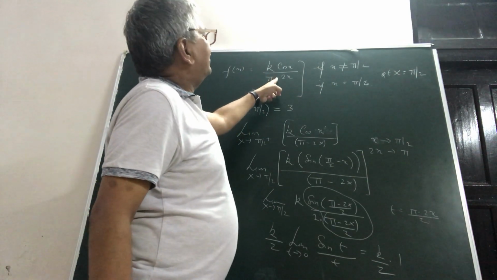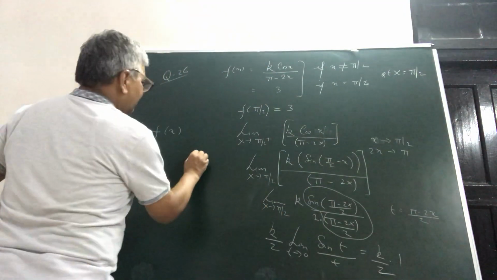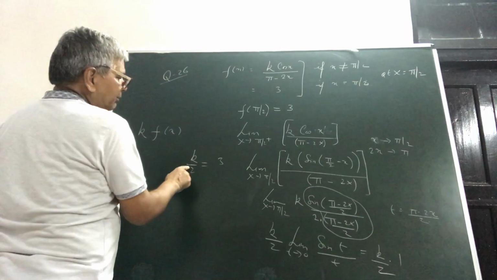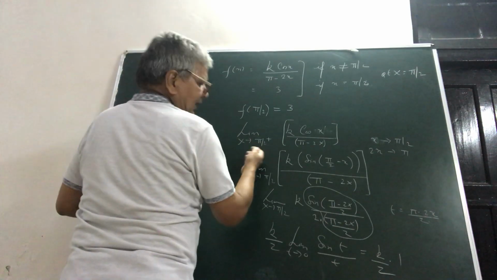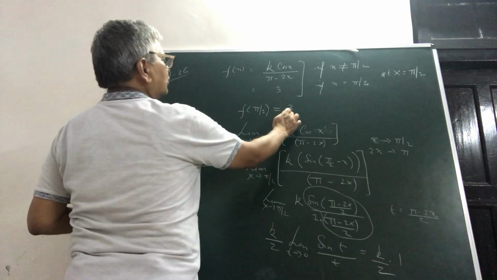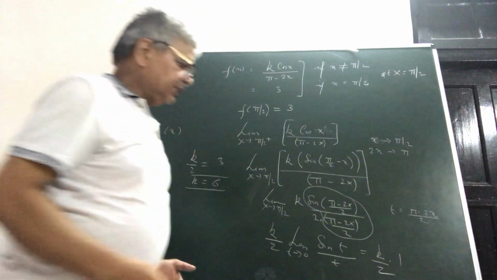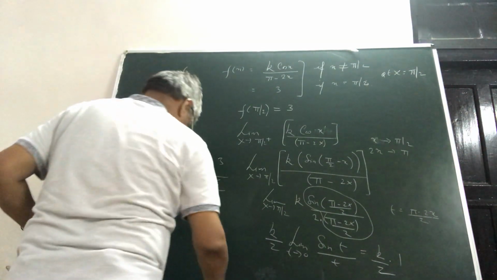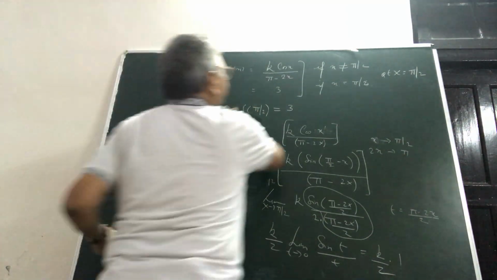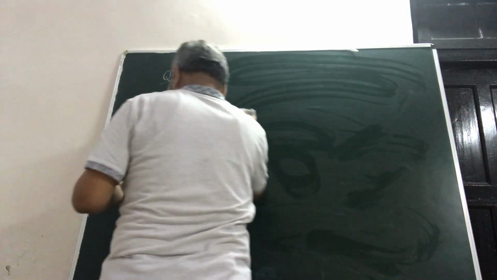Whether it is left side or right side, x is not equal to pi by 2, the function is defined in the same manner. So what you have to do? K by 2 should be equal to how much? 3. Limiting value, this is the right hand limit or left hand limit, whatever you want. This should be equal to the functional value. So k will be equal to 6, and that is the answer. So this is how you would be doing all these questions, right from 26 to this much. Now we will take one more question, and then we will see that all remaining questions are of similar nature. So there is hardly anything to be tried over here.